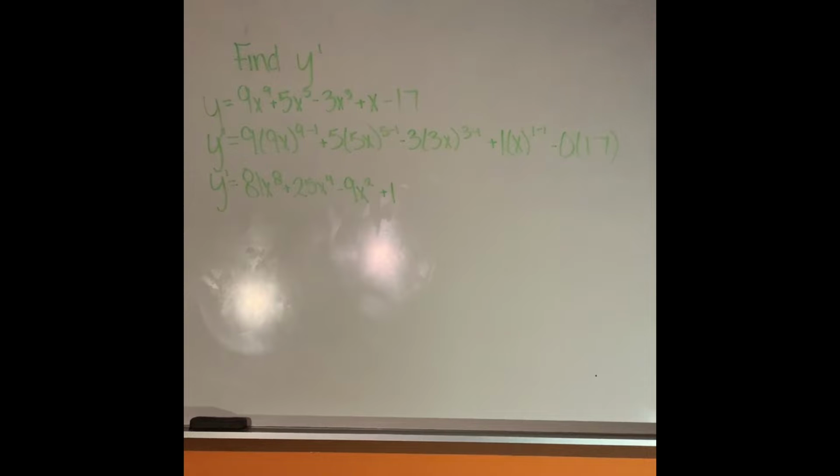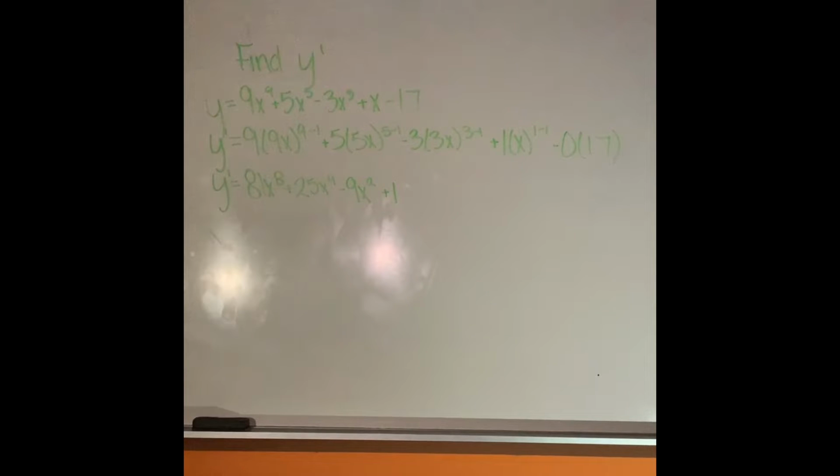To use the power rule and find the first derivative, the exponent becomes the coefficient and you must subtract 1 from the exponent. So our problem is y equals 9x to the 9th plus 5x to the 5th minus 3x to the 3rd plus x minus 17.